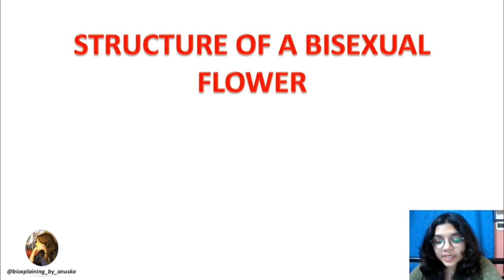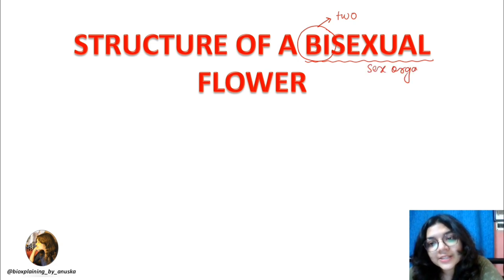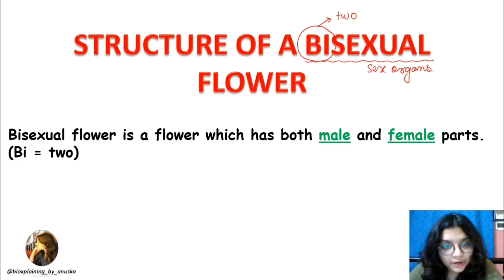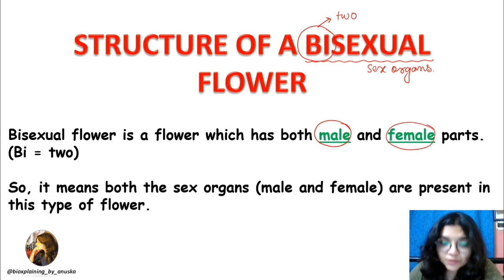Okay, so let us begin talking about the structure of a bisexual flower. First let us analyze this term, bisexual. When you look into the word, bi refers to two and sexual means here we are basically talking about the various sex organs of a flower, right? So a bisexual flower is a flower which contains both the male parts as well as the female parts. This means that both the sex organs, the male as well as the female ones, are present in this type of flower.